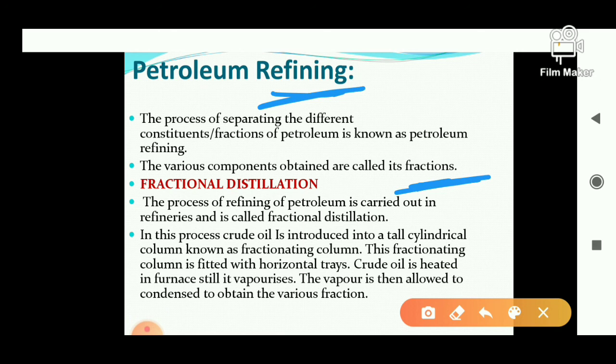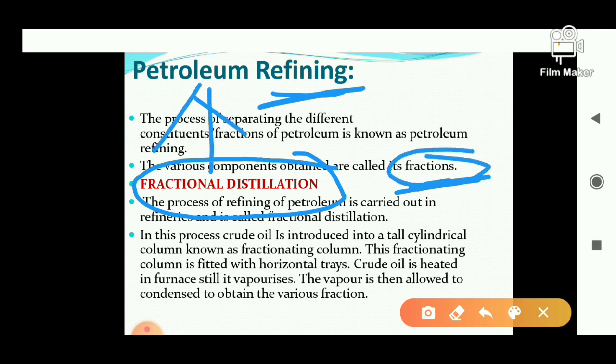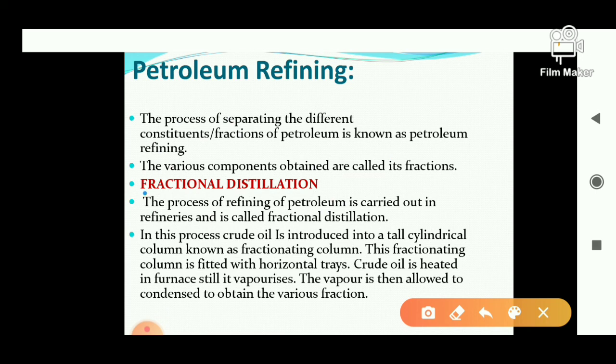Now, what is the process through which this petroleum, or we can say different fractions, are taken out from the petroleum? The process is called fractional distillation. What is this process called? Fractional distillation. It means the process of refining of petroleum is carried out in the refineries, and the process is called fractional distillation. Okay. Now, in this process, crude oil is introduced into a tall cylindrical column.